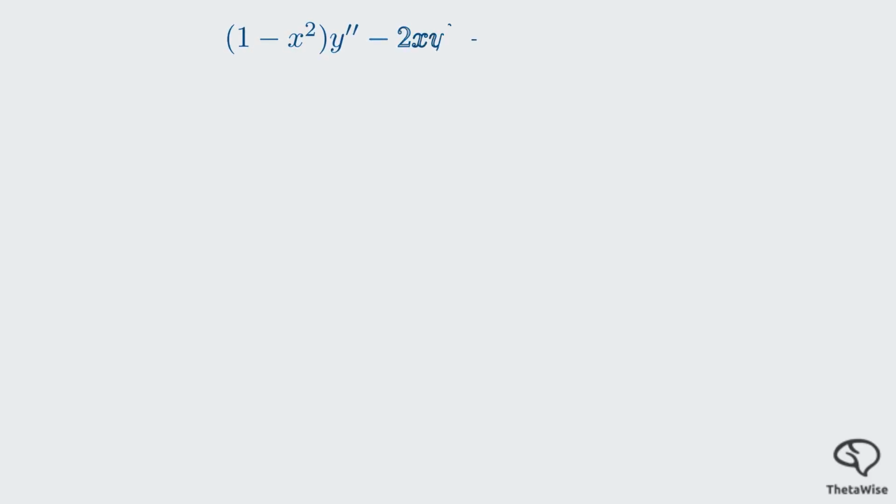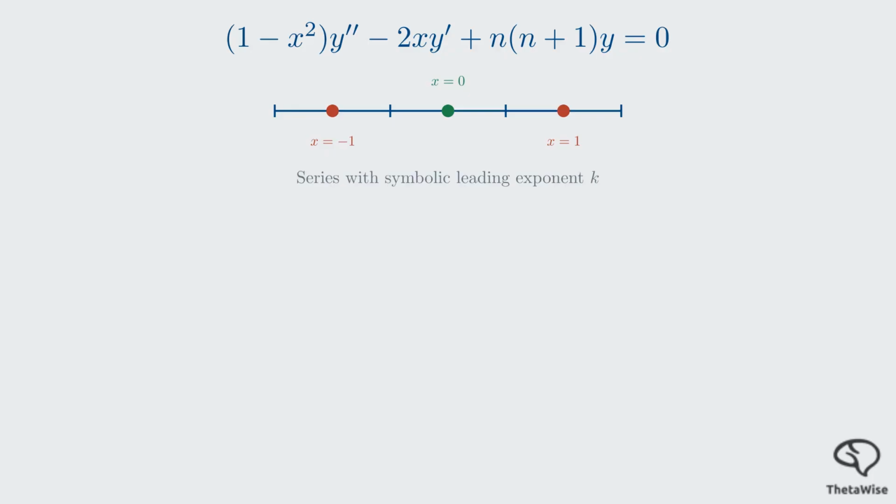The Legendre differential equation in the notes is 1 minus x squared, y double prime minus 2x y prime plus n times n plus 1 times y equals 0. Its singular points are x equals plus or minus 1, while x equals 0 is ordinary. The notes develop a series with a symbolic leading exponent k. After substitution, compare the highest power x to the k. Its coefficient is a sub 0 times n minus k times n plus k plus 1, so the possible values are k equals n or k equals negative n minus 1.